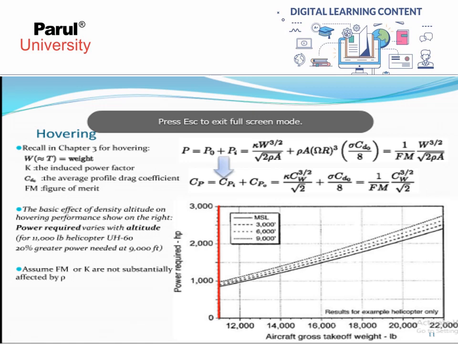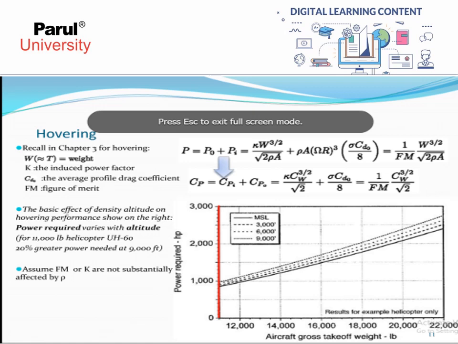Now the basic effect of density altitude on the hovering performance. On the right, power required varies with altitude. For an 11,000 lb helicopter, CH-60, 20% greater power is needed at 9,000 feet. Now assume FM and K are not substantially affected by rho. In the figure we can see the power required in HP on the y-axis, and the x-axis represents the aircraft gross takeoff weight in lb.